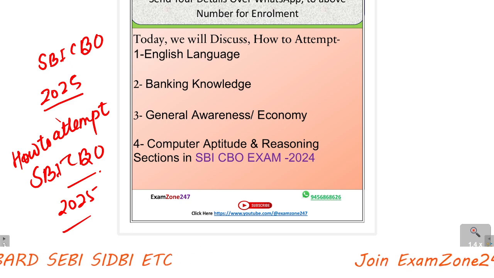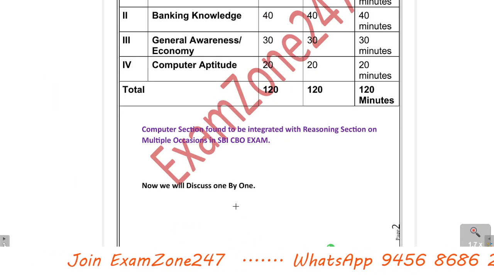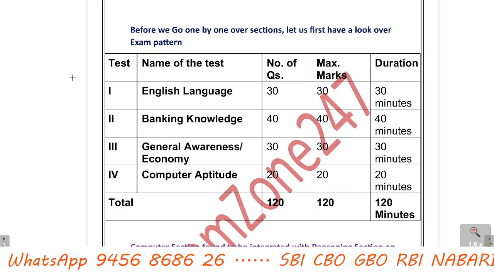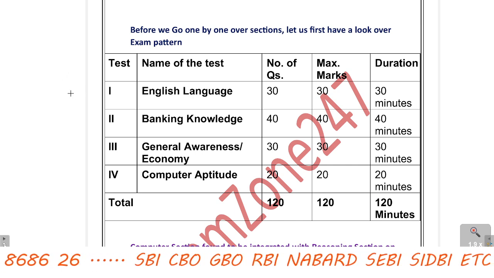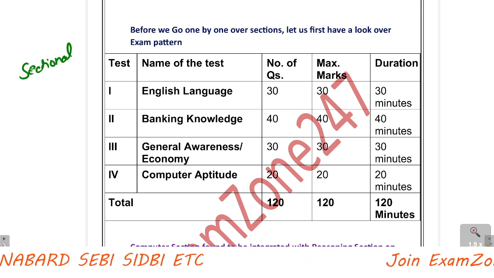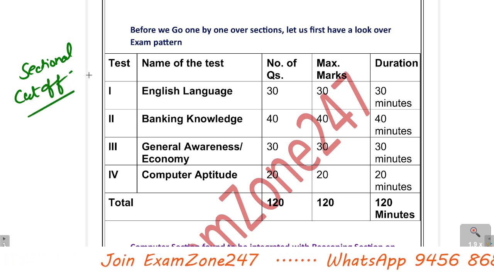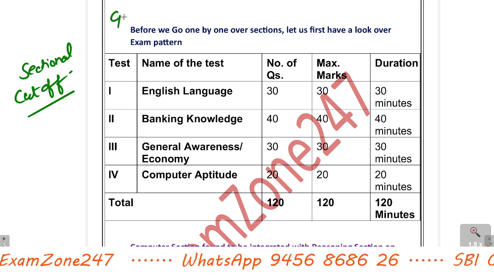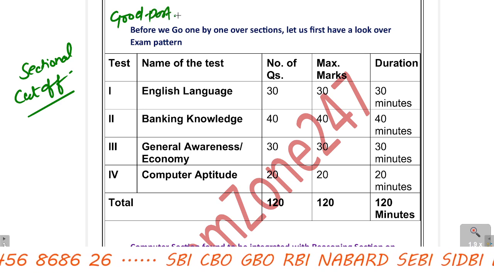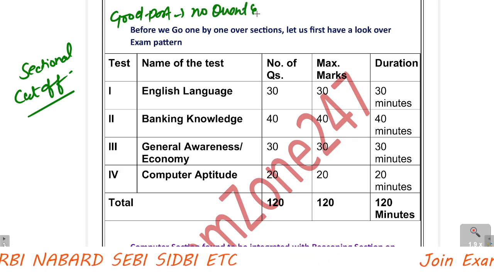So let us see what the examination pattern is. The examination pattern is the same as previously, and this time also there is a sectional cutoff. Okay, now the good part. What is the good part? The good part is that there is no quant and DI.